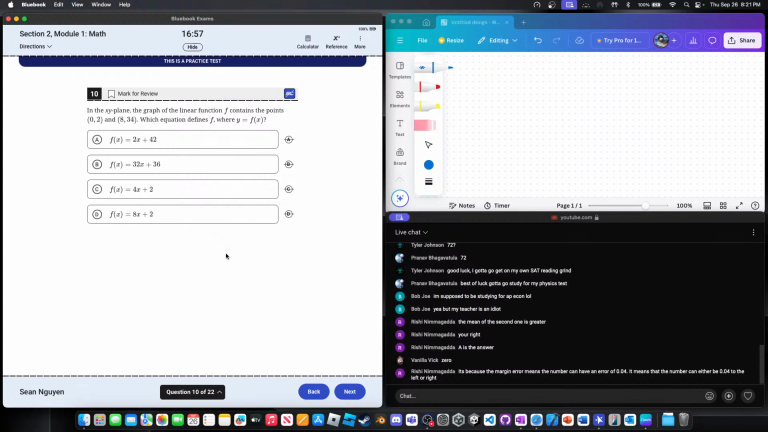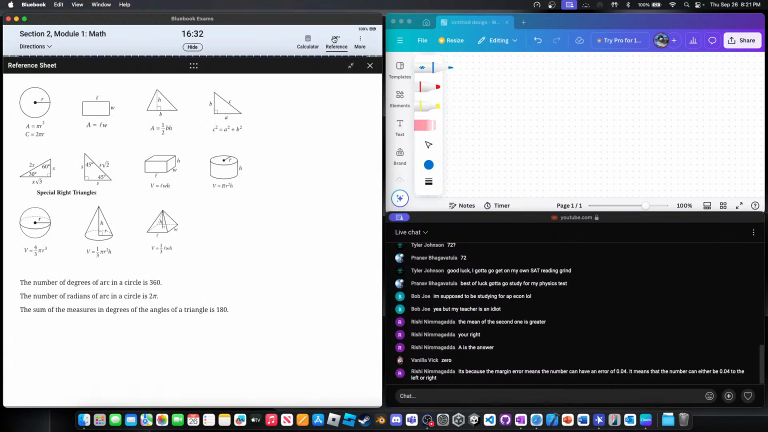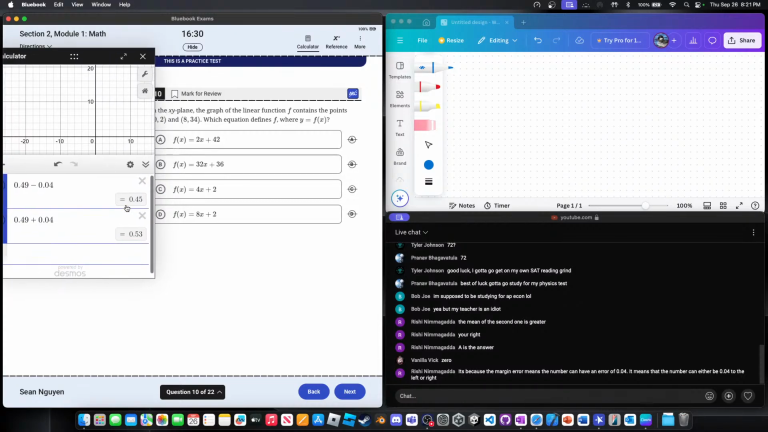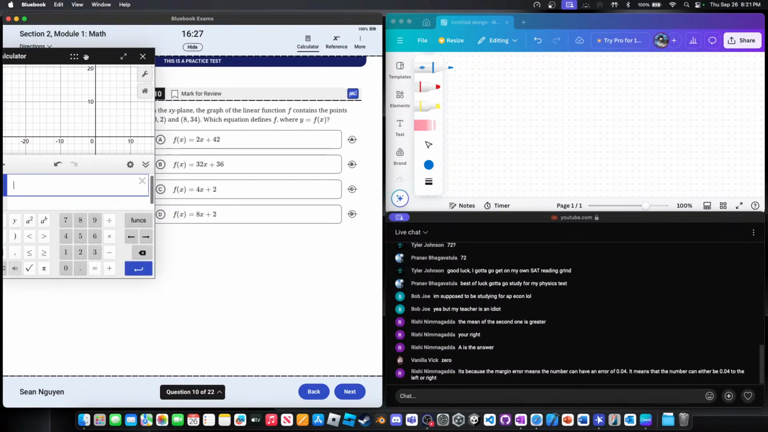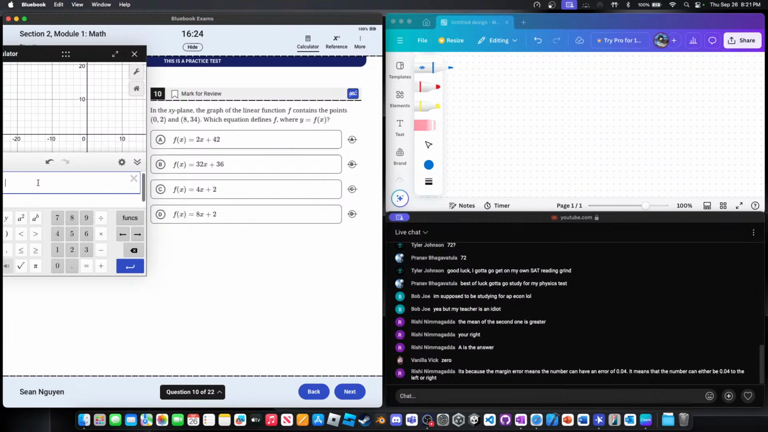The graph of the linear function f contains the points 0, 2, and 8, 34. Which equation defines f, where y is equal to f of x? Okay. Well, in this case, we're using Desmos again, because I genuinely do not know how to solve this in a short amount of time with written work, of course.